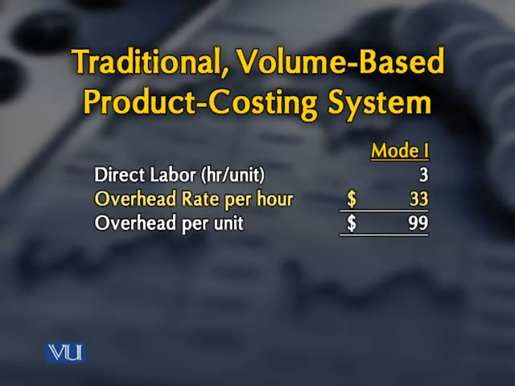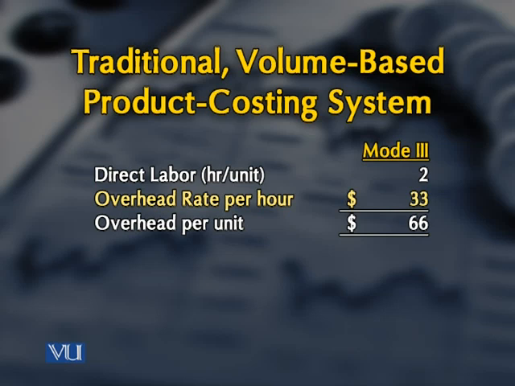Model 1 requires 3 hours, so 33 times 3 is 99. We require 4 hours in Model 2, so 33 multiplied by 4 comes to 132. In case of Model 3, we need only 2 hours and the rate is 33, so 66. So this is how the overhead is absorbed in traditional costing.